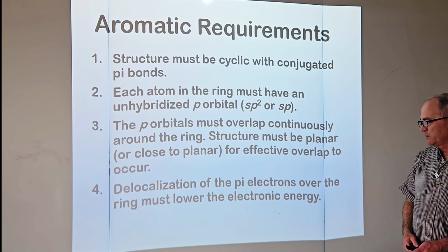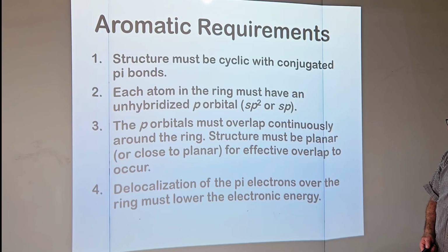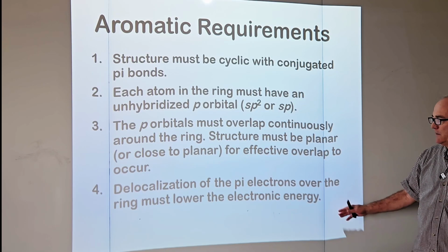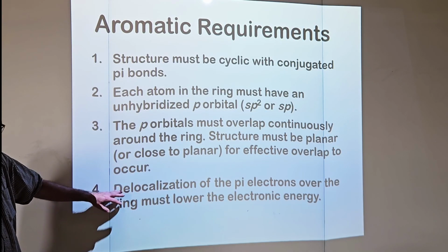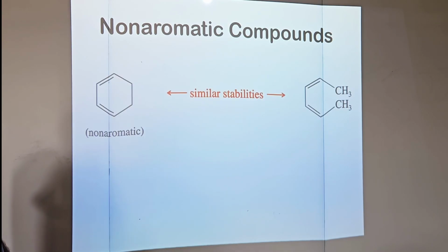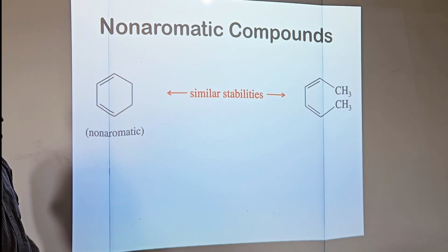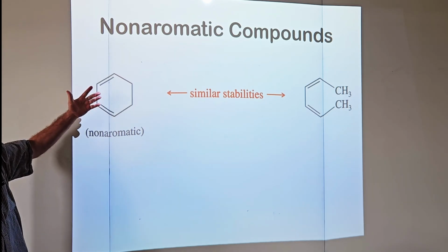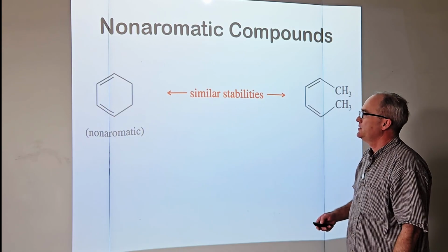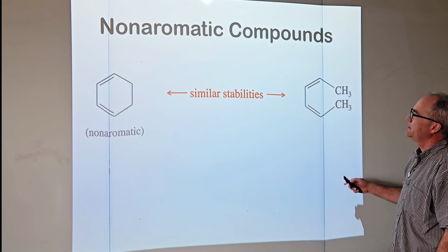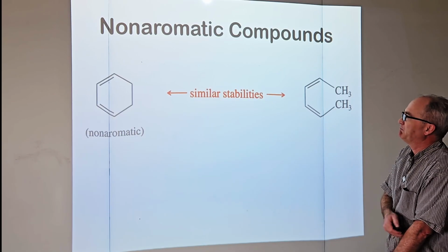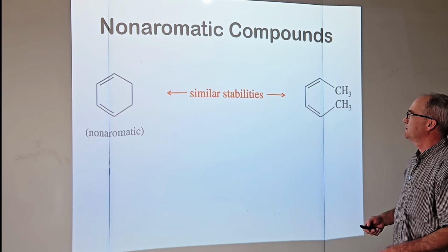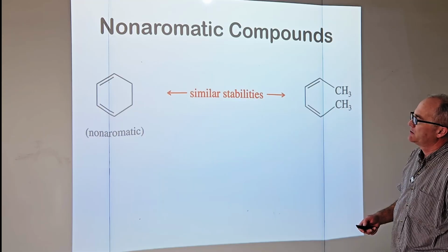Delocalization of the pi electrons over the ring must lower the electronic energy. Well, this is kind of an afterthought. How do we know when to apply number 4? So here's just a diene, a cyclic diene, cyclohexadiene, and here's a diene. We say these have similar stabilities, meaning they add Br2 and do those normal things.